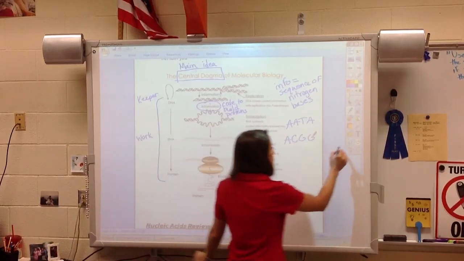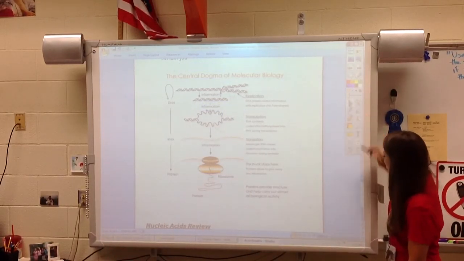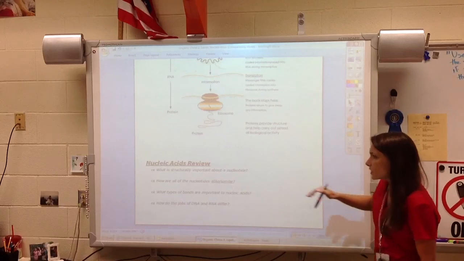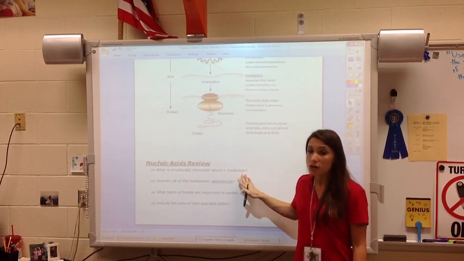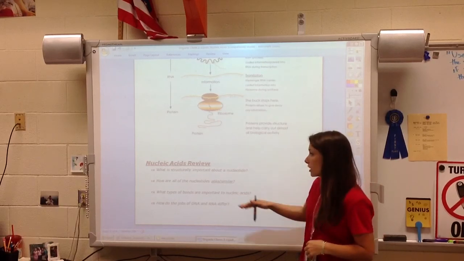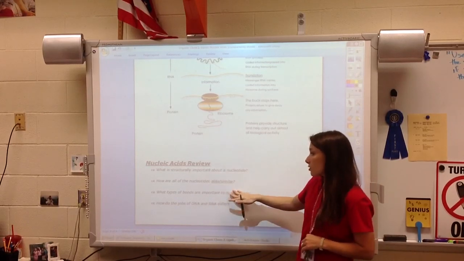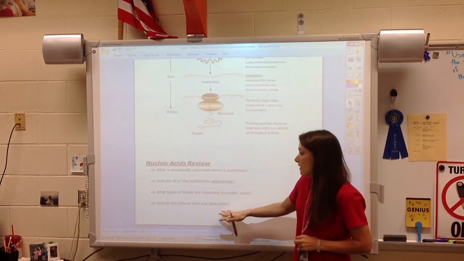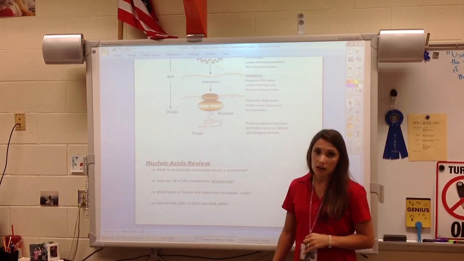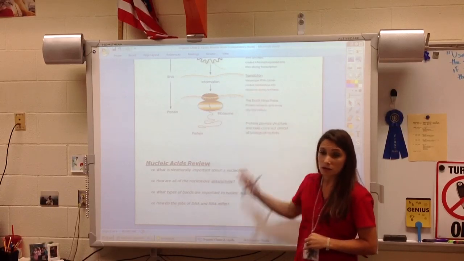If we look at the review questions about nucleic acids, we need to know what is structurally important about a nucleotide. What is the structure? How are they different structurally? How are they alike and similar? What types of bonds, these hydrogen bonds? And then how are the jobs of DNA and RNA different? So the keeper versus the transfer.